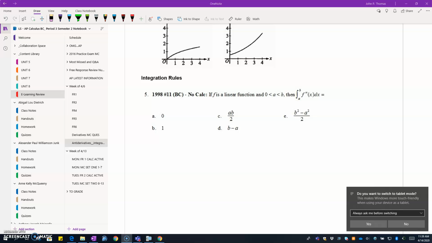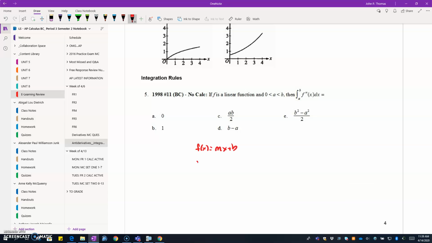So if I take a look in here on number 5, it's linear, so f of x equals mx plus b. So f prime of x equals m, and f double prime of x equals 0. Alright, so I'm looking at the integral from a to b of f double prime of x dx. Alright, which is really like a 0, or an integral from a to b of 0 dx.